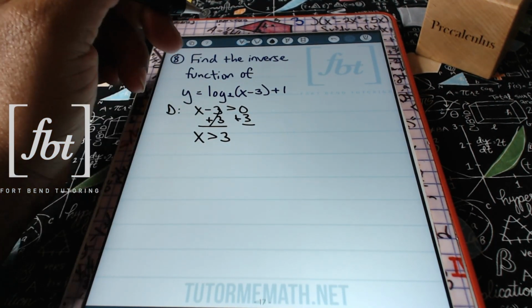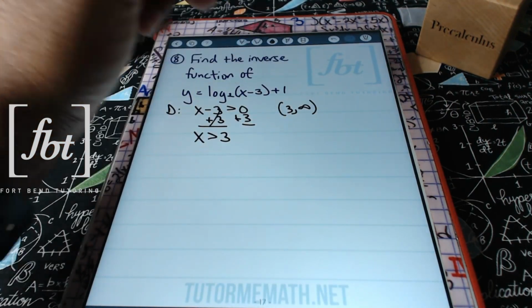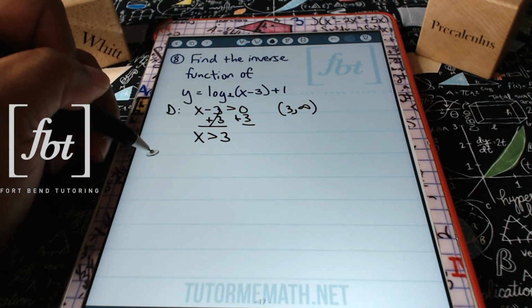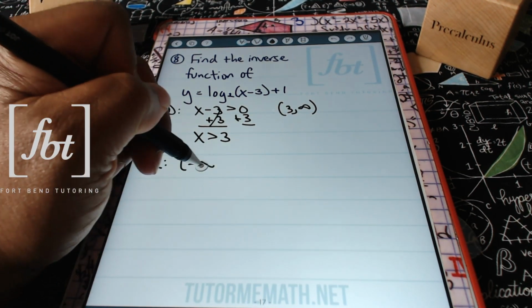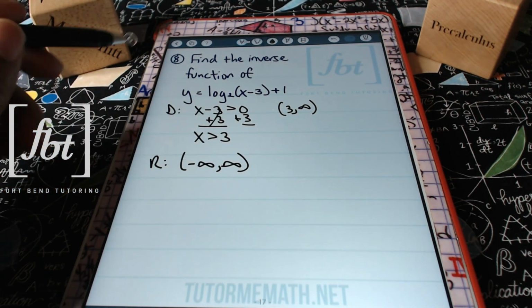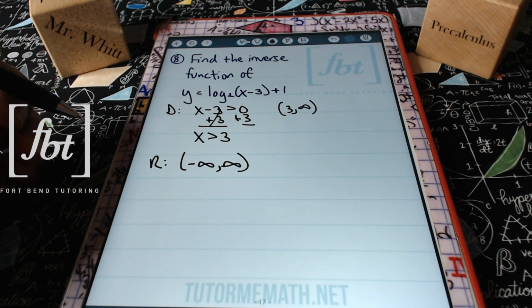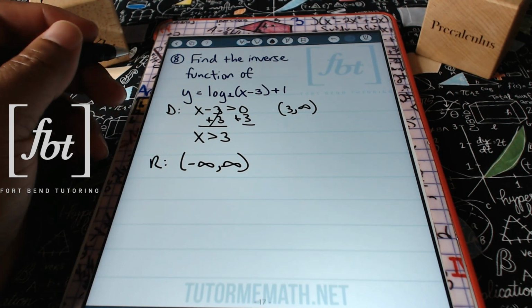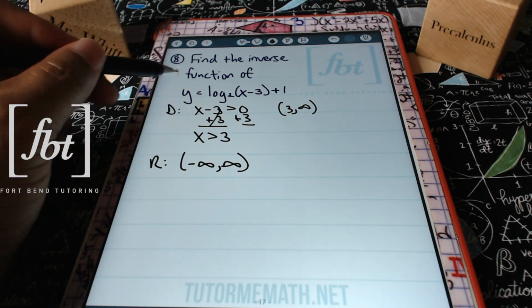In interval notation, guys, the domain would be written as 3 to positive infinity, like so. If you're curious about the range of this logarithmic function, the range will be from negative infinity to positive infinity. And just keep in mind that the range will become the domain of our inverse function, okay? So what we'll do here is start by switching out the x and y variables.